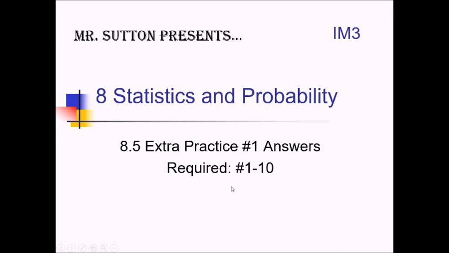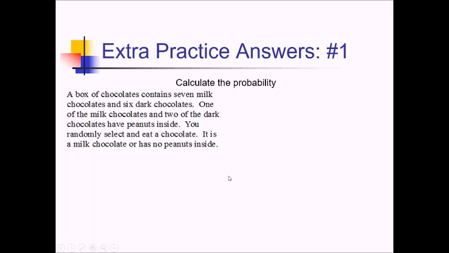For this situation, we want to find the probability where a box of chocolates has 7 milk chocolates, 6 dark chocolates, and we're told 1 of the milk chocolates and 2 of the dark chocolates have peanuts inside. Look out for allergies. You randomly select and eat a chocolate. We want the probability now that it's a milk chocolate or has no peanuts inside.